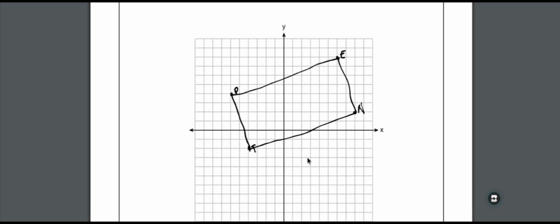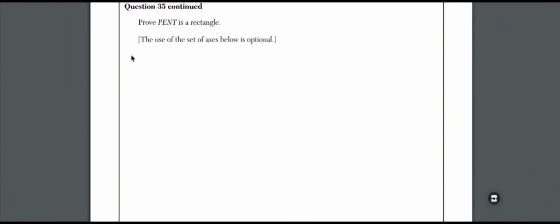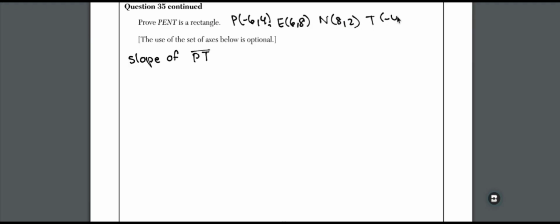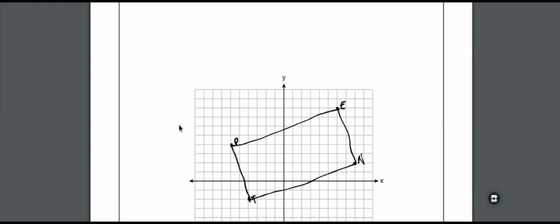So I'm going to write them back here again. It's okay if you've already written it once. So I have the slope of PT, and I'm going to recall my points. So P was negative 6, 4. E was at 6, 8. N is at 8, 2. And T is at negative 4, negative 2. So I have my slope of PT, slope of PE, slope of EN, and the slope of TN.